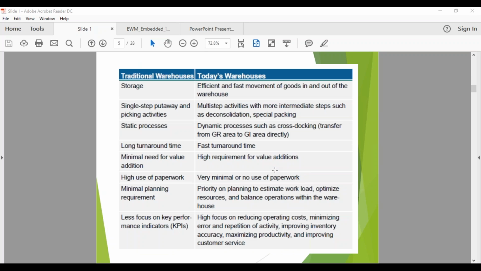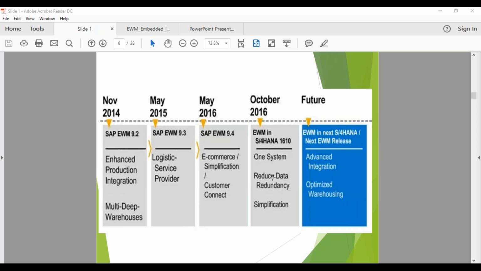We also discussed how traditional warehouses and today's warehouses differ in functionality, and what the requirement is for today's warehouses with a high-end sophisticated system, as the requirements have increased at the warehouse functionality level. Further, we'll be discussing how Extended Warehouse Management came up.